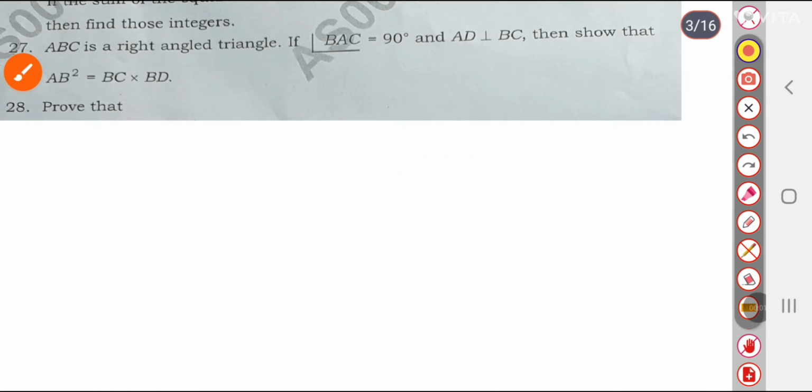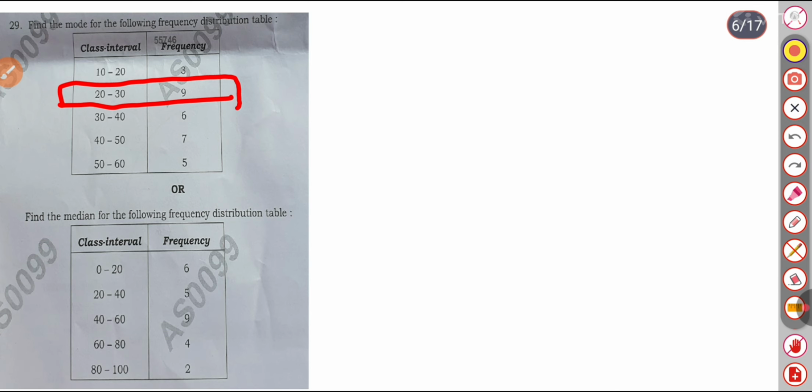Question number 29. Find the mode of the following frequency distribution table. To find the mode, there is no extra column, only what is given is enough. We have to check which is the highest frequency. Here 9 is the highest frequency, so just mark this. This one becomes F1, the one before it becomes F0, and 6 becomes F2. Here we got F0, F1 and F2.